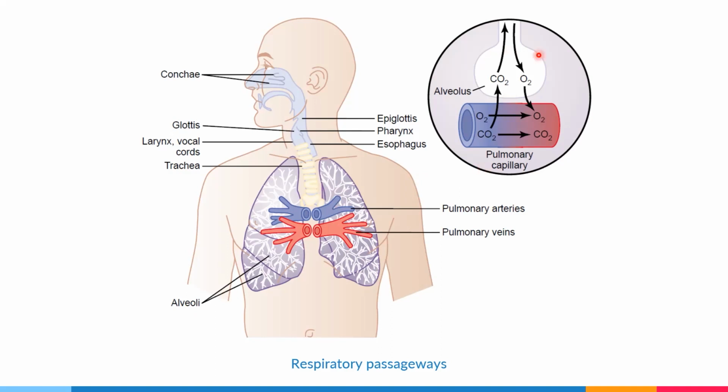And in the alveoli, we have the exchange of CO2 and oxygen between the air and the blood cells that are passing in the pulmonary capillary. The interface for the exchange is the pulmonary capillary membrane, via which only the gases, oxygen and CO2, can pass through.